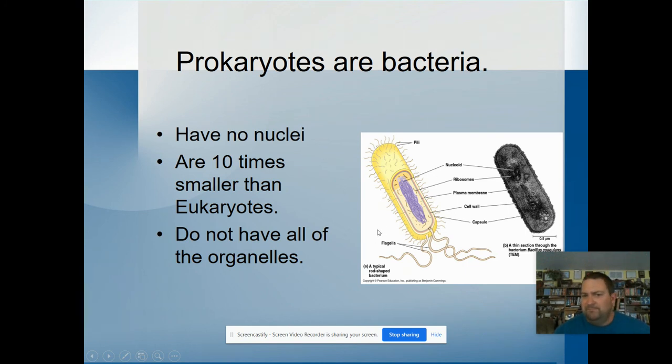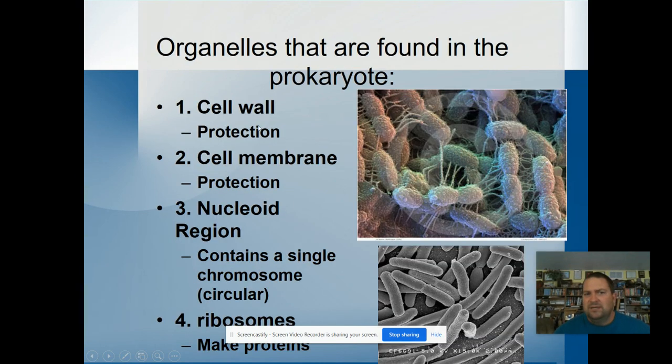Okay, now that's about it. So again, the cell wall is used for protection, made of peptidoglycan. They have a cell membrane that's really for regulation. I don't know why I put protection twice. The nucleoid region is obviously where the DNA is found. They call that a chromosome, just a single circular form of that. And then ribosomes help make proteins.